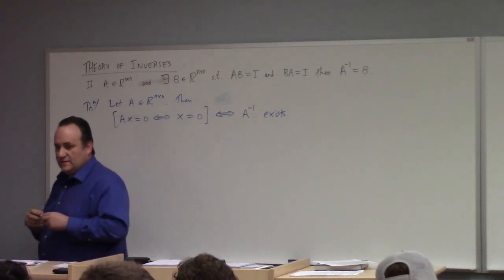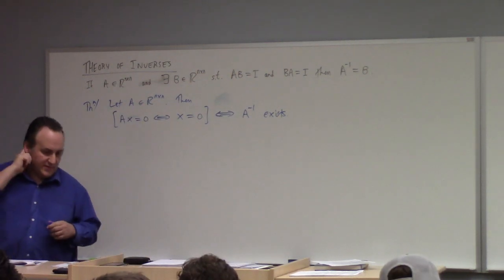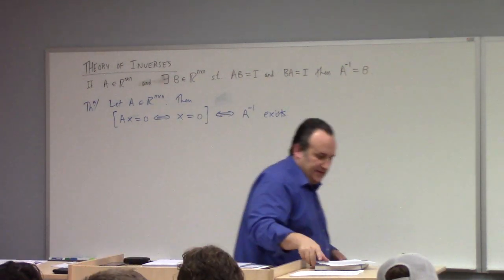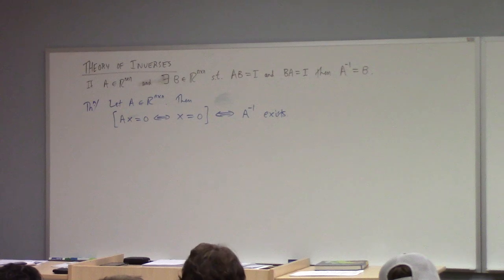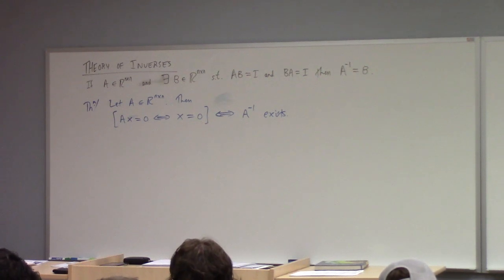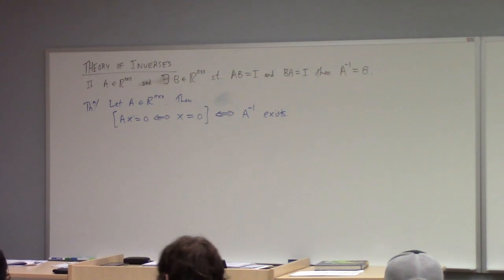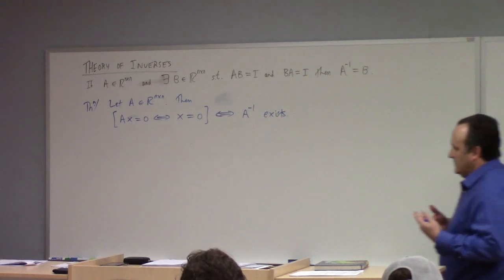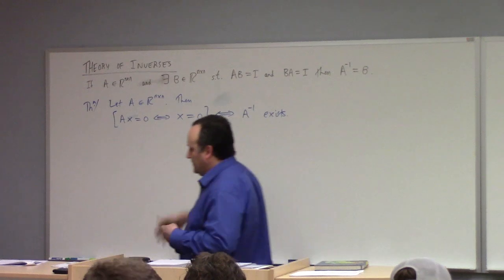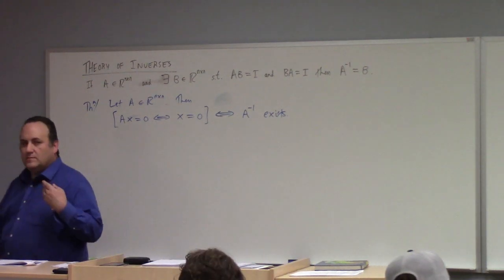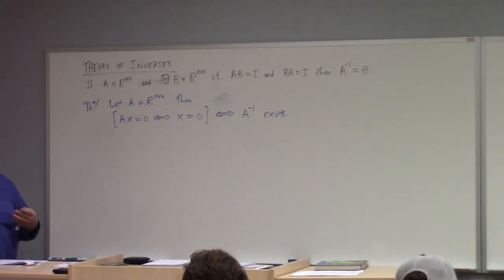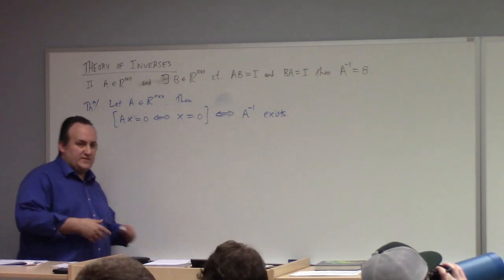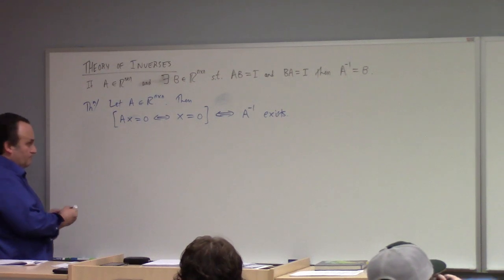So the existence of the inverse matrix is equivalent to the fact that the homogeneous equation has only the zero solution. All right? And I think the proof of this is instructive, so let's look at it.